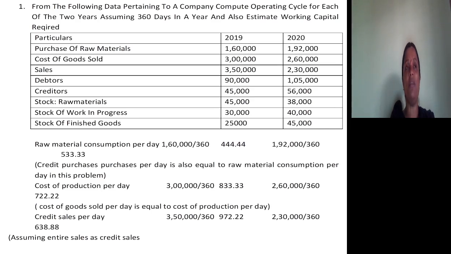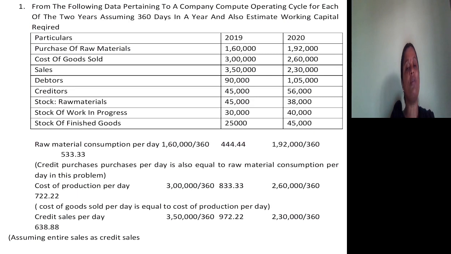Raw material inventory is based on raw material consumed per day. But consumption is not given in the problem, so we are considering purchases as equal to consumption. Whatever we purchased was consumed. That is the assumption we are making. So raw material consumption per day is total raw material purchase during 2019 and 2020 divided by 360, respectively.